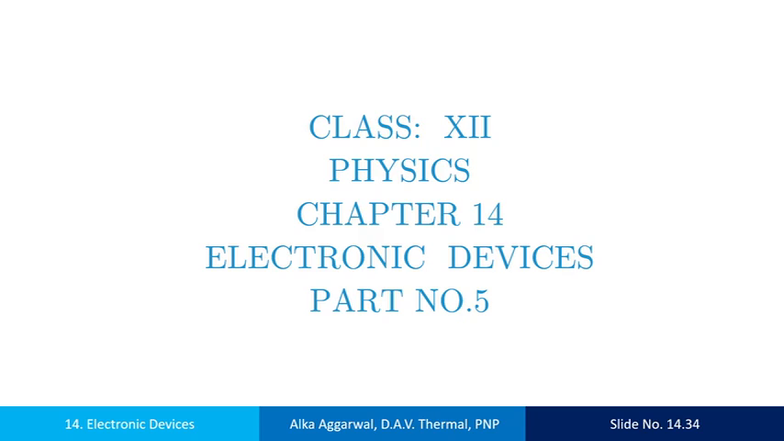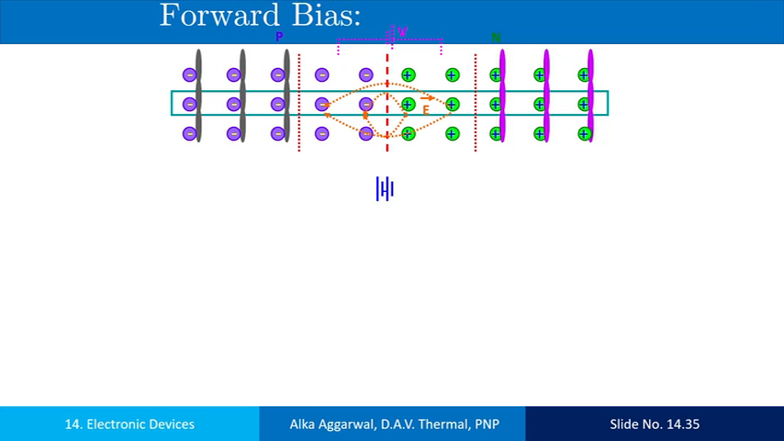Hello. In this lecture, we will study the biasing of junction diodes. Biasing means how the connections are made, how we connect the junction diode with the terminals of the battery. There are two types of biasing, forward biasing and reverse biasing.